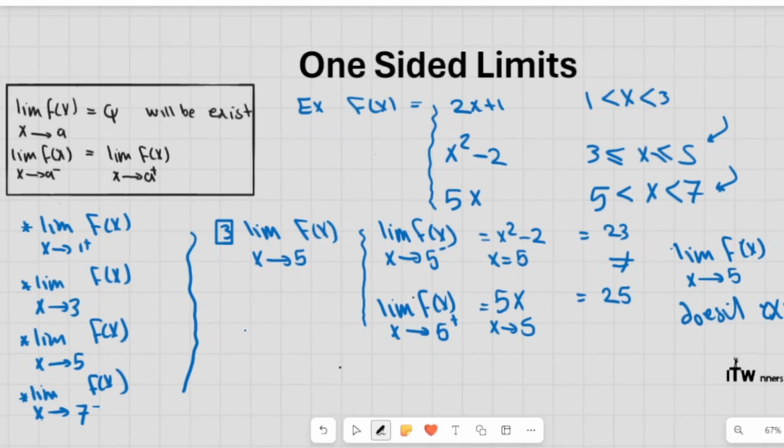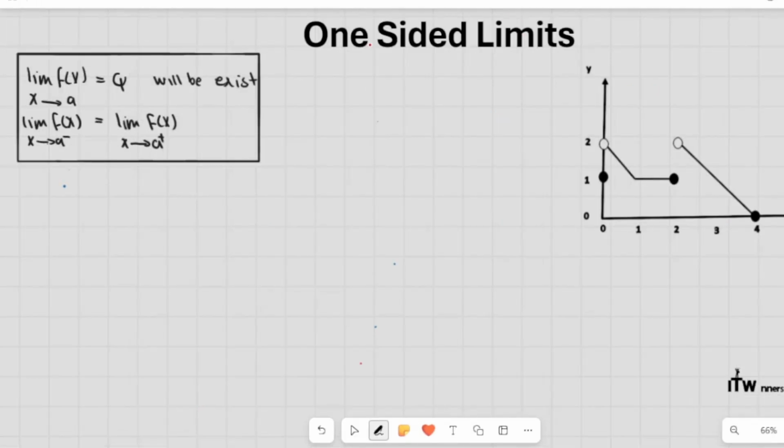Okay, again with the last one, limit f of x when x approaches 7, let's just find the last one here, so this will be equal to 5x, and x here equal to 7, so this will be equal to 35.